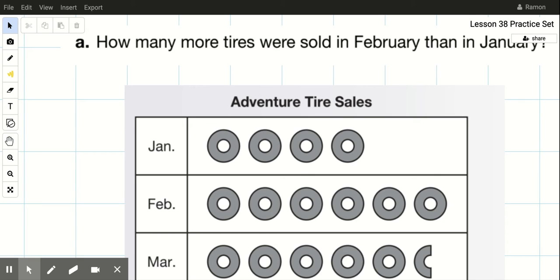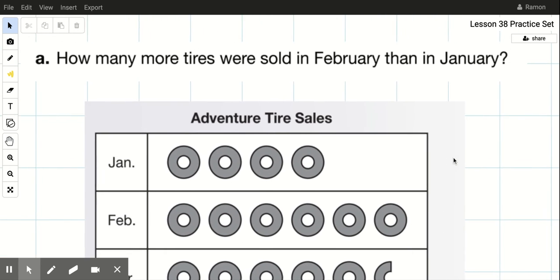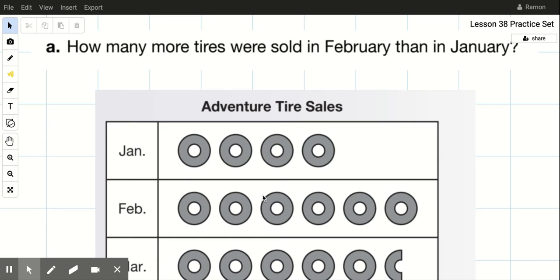Hi everyone. Today we're going to go over the lesson 38 practice set. We're dealing with interpreting graphs. So let's get started. For letter A, how many more tires were sold in February than in January?